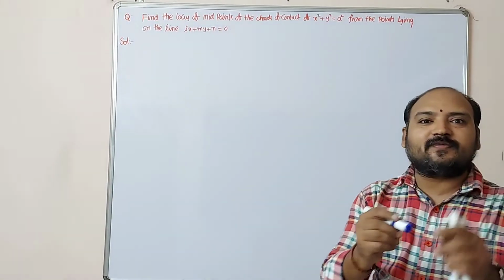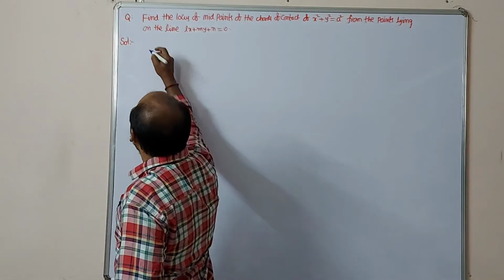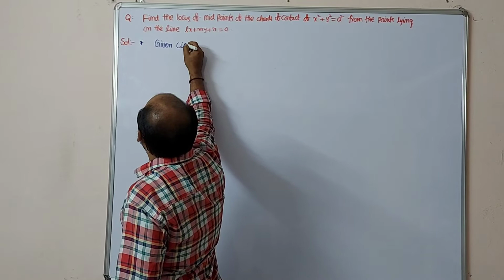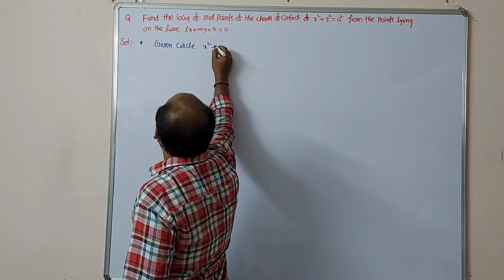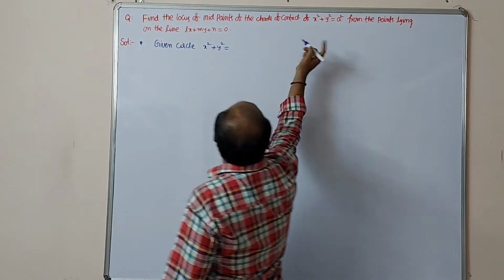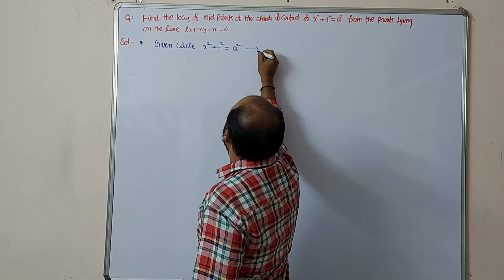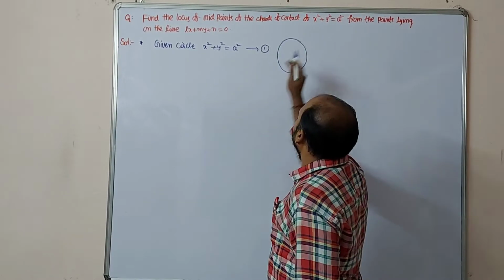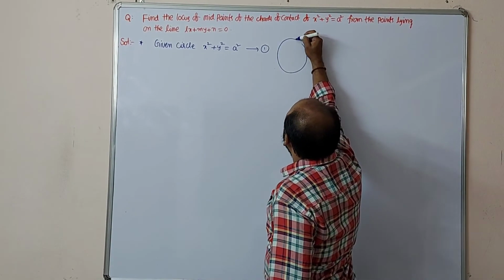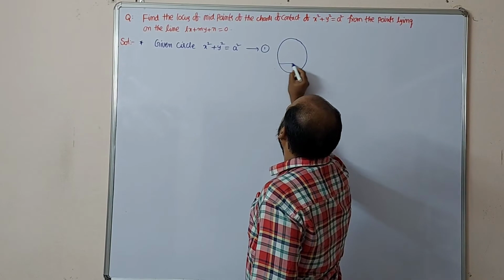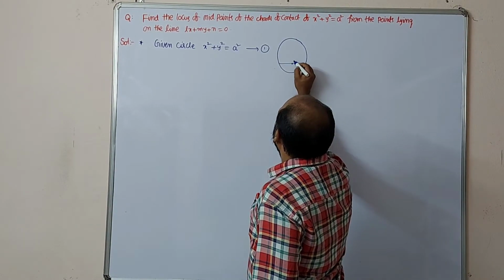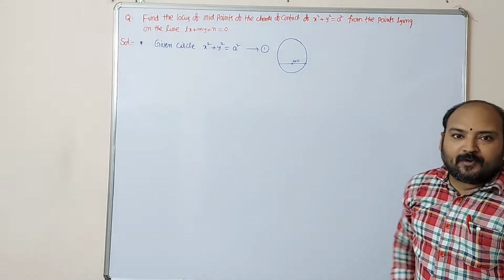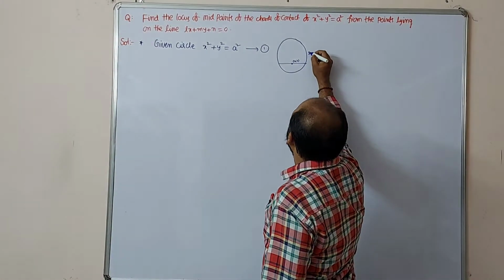So first, midpoints of the chords. First step is the given circle, x square plus y square is equal to a square. We put that as equation number 1. The rough figure may come like this. This is the chord equation. Midpoint of chords x1, y1. What is the formula for midpoint of chords with respect to the circle? S is equal to 0.